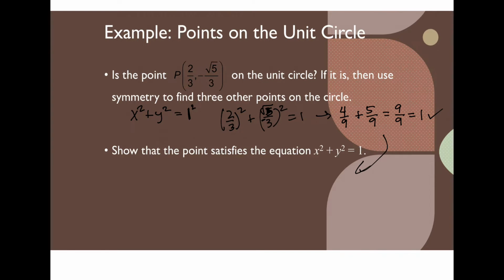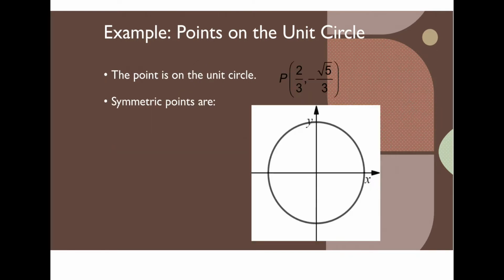So now let's take a look at finding the other points. So the point, 2/3 and square root of 5 over 3. So I'm going to go out to where x is about 2/3 of the way. Go up. And we'll just go ahead and mark this point. Oops. Sorry, I want to go down. It's negative. I got the wrong point there.